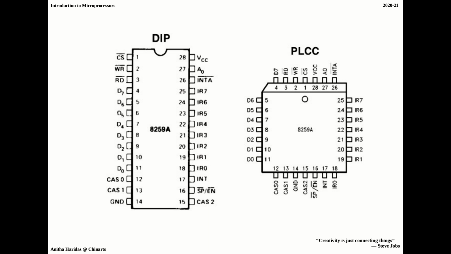When we discuss the 8259A interrupt controller, we have seen the two types of packages that are used for the 8259A, a dual inline package and the plastic lead chip carrier packages. So these are the two kinds of packages available for 8259A. This 8259A has 28 pins. Let us see what these pins are used for.